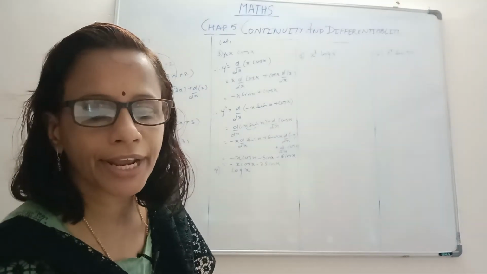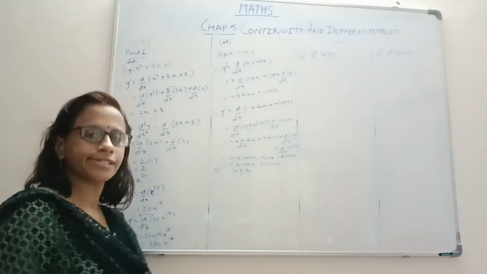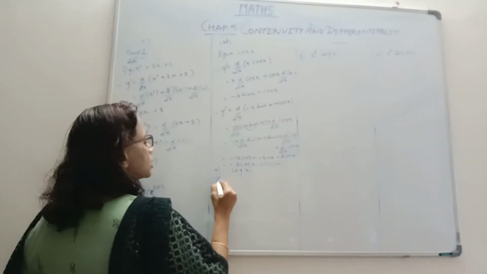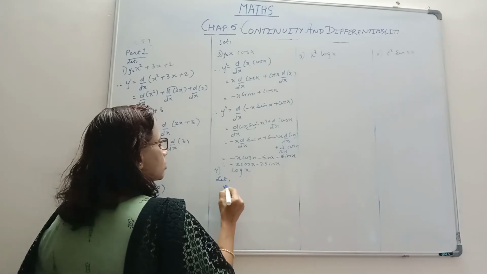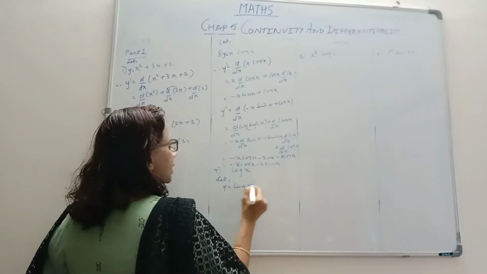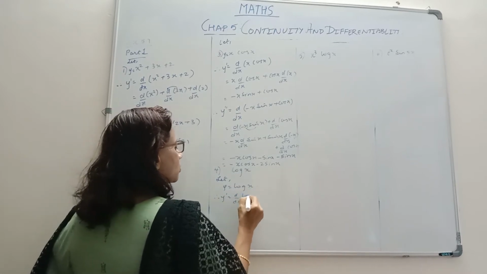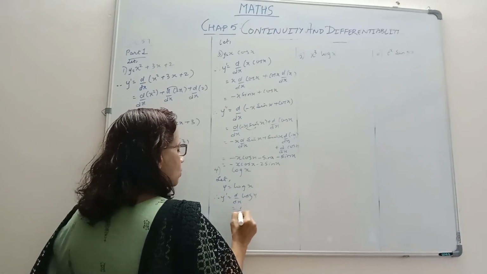I will also check it. Yeah, why not? Yes, right. So that's about it. Then we have this next problem. So log x. So let's call that as y. And the very first derivative is d by dx of log x. We all know derivative of log x is 1 by x.